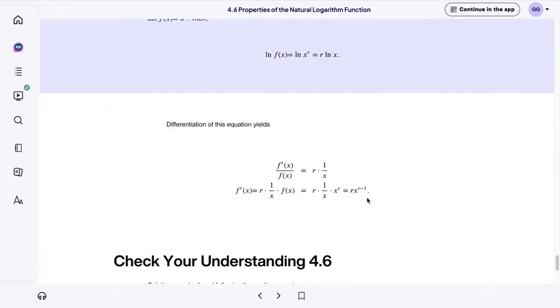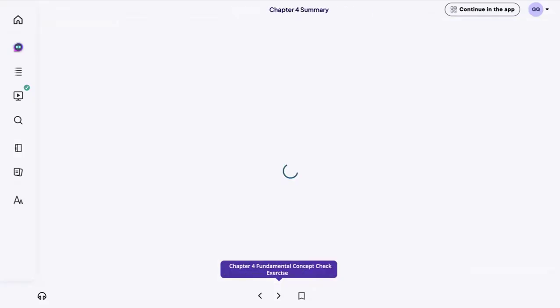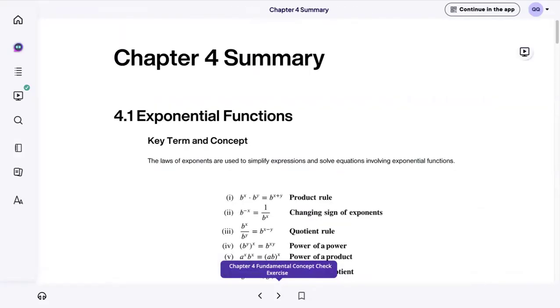Okay, that's how to differentiate logarithm functions. All right, that's chapter 4.